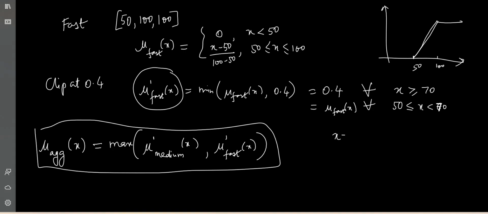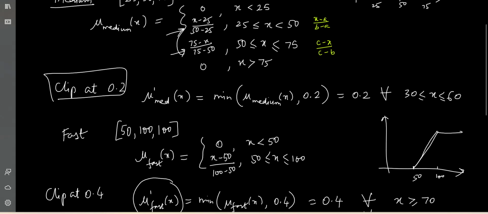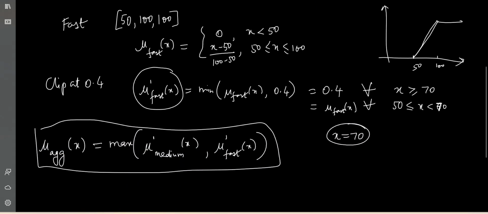Let us say x equal to 70, just an example I'm taking to make it clear. So mu medium of x at 70 is nothing but (75 minus 70) upon 25, which is 1 upon 5, which is 0.2. So the minimum of 0.2 and 0.2 is 0.2. So I'll write here mu dash of medium is 0.2.